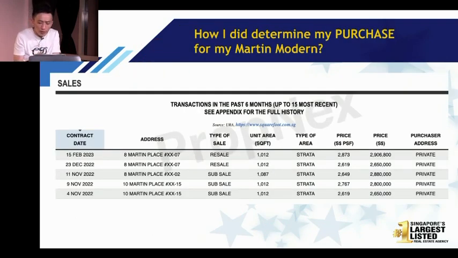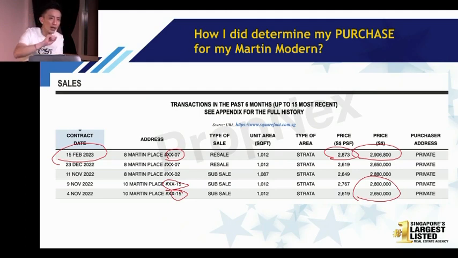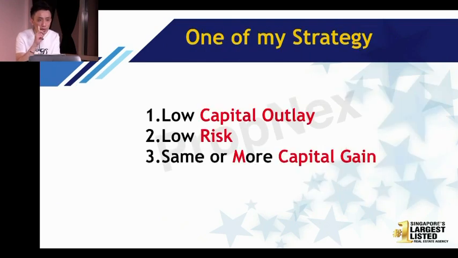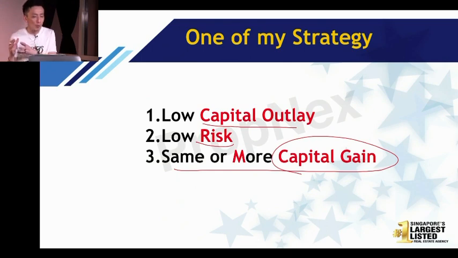You look at here. This Martin Modern today, 2013. This is the property. They sold for how much? This is my stack. In fact, this is my 2 friends. So at 2.8 million, I'm easily sitting on $500,000 profit if I want to sell. But why do I do it? Because my strategy is low capital outlay. My risk must be lower. How to use the same amount of capital to make the same amount of profit.